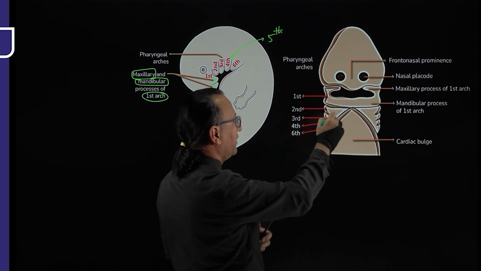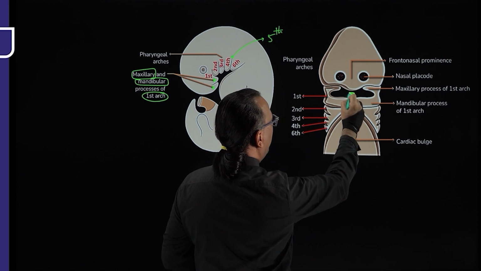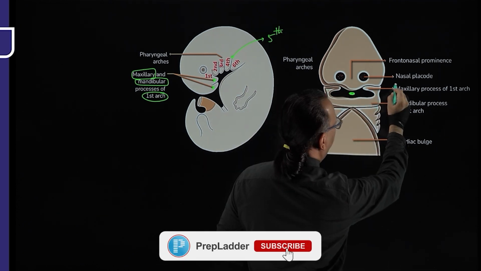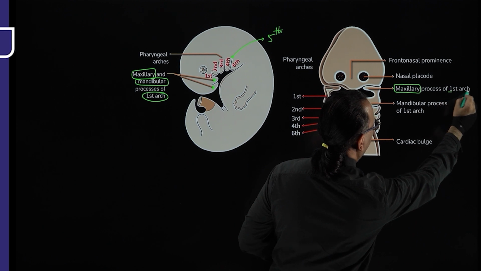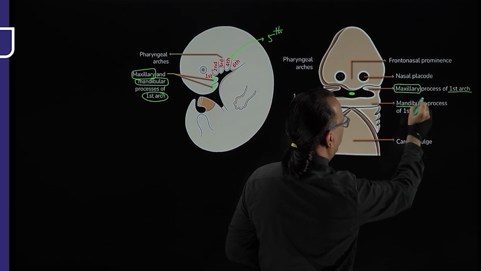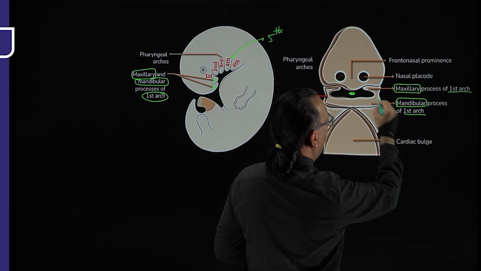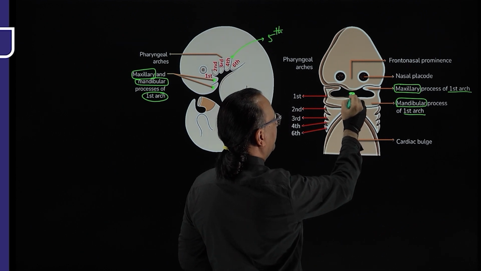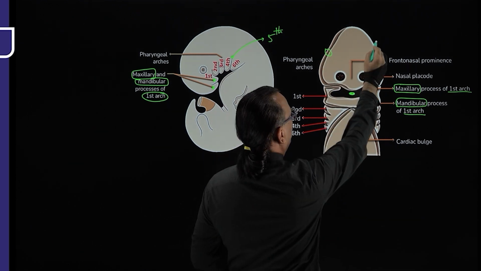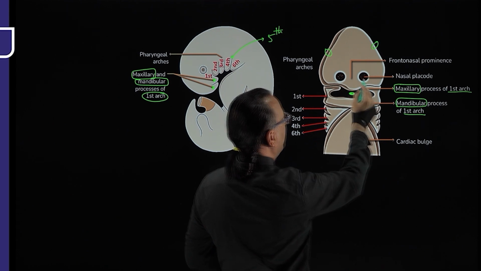As is evident here, this is the stomodeum, or the mouth. The upper jaw is formed here, the maxillary process of the first arch. The lower jaw is the mandibular process of the first arch, superior and inferior to the stomodeum, the oral cavity. The eyes will be developing more superiorly. This is the nasal region depicted here.